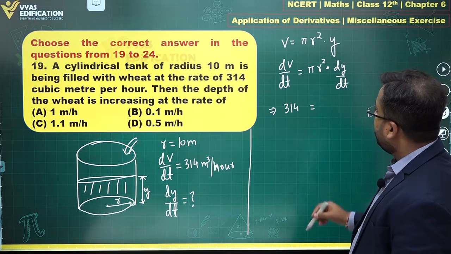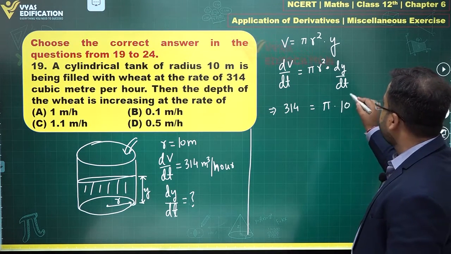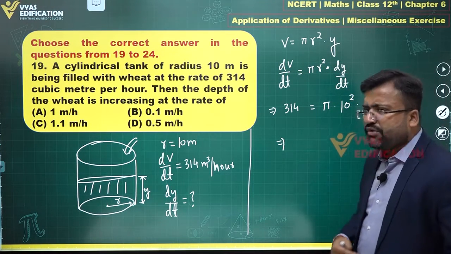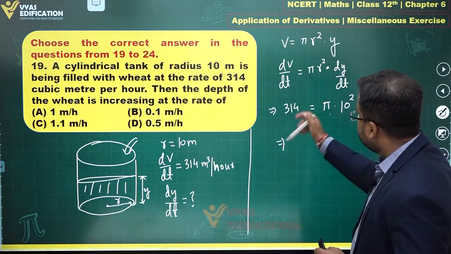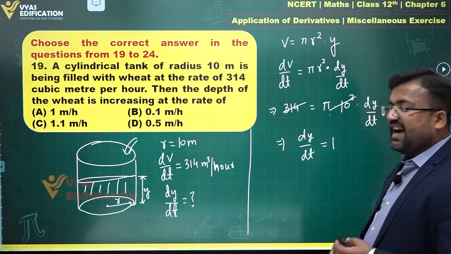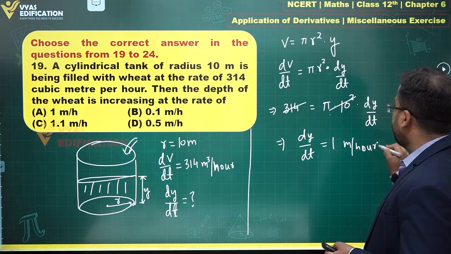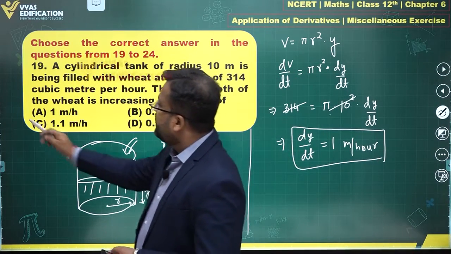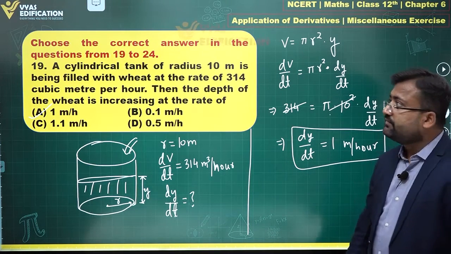So this is pi, r is 10, so this is 10 square times dy by dt. Please observe, pi can be approximated as 3.14. There's no pi in the answer options, right? So this is 3.14 times 100, which is 314. This goes with this. So dy by dt is actually equal to 1, and the unit will be meter per hour. This is what you have, 1 meter per hour. Which of these answers is correct? The correct answer is option A. That's the final answer for this question.